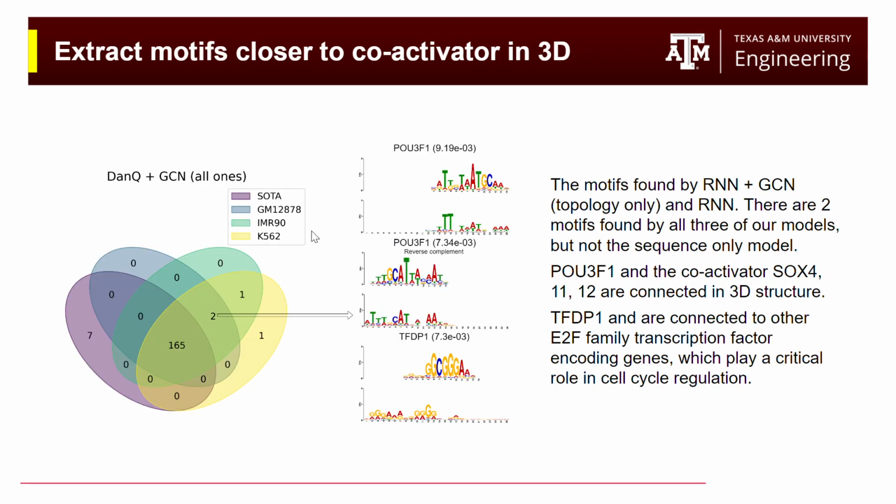Next, we try to use our model to identify motifs. All three of our models missed 7 motifs identified by the sequence-only SOTA model. However, all three of our models find 2 motifs that the SOTA missed, and we find that those 2 motifs related to POU3F1 gene and TFDP1 genes, both of them are closely connected to their collaborator in 3D. So we believe it's because we use the 3D chromatin structure information that helps the model to find those motifs.